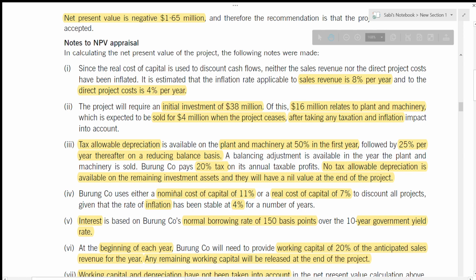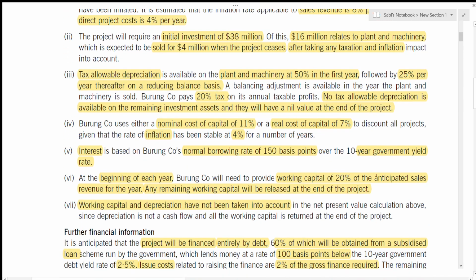Why are they giving this nominal cost, real cost and inflation? Can you come up with some equation? Yes, the Fisher equation. Through the Fisher equation, you can check whether the nominal cost of capital is correct or not, because if you know inflation and the real cost of capital, you can calculate the nominal cost of capital, right? You will get 11% only. That is given for you to decide which rate to use for discounting the project, real cost or nominal cost. But just now don't take a decision. We'll read further and then we'll come back.